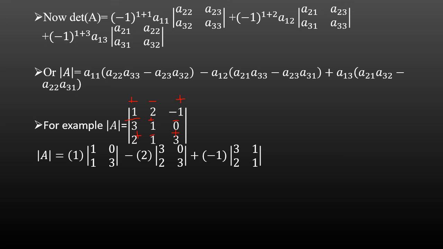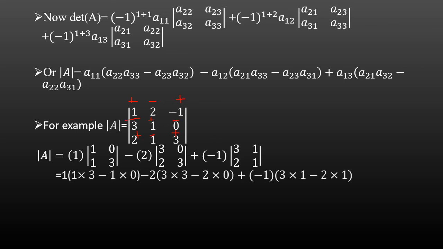Okay, so here, if we are expanding from the first row, what are we having? First element, that is 1, into the determinant which can be obtained by deleting this column and this row, so 1 0, 1 3, minus 2. Now the determinant which can be obtained by deleting the second row and first column, so 3 0, 2 3, plus minus 1. Now delete this column and row, so you will get 3 1, 2 1.